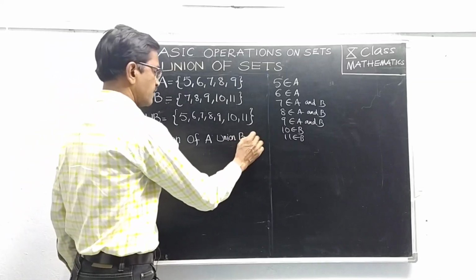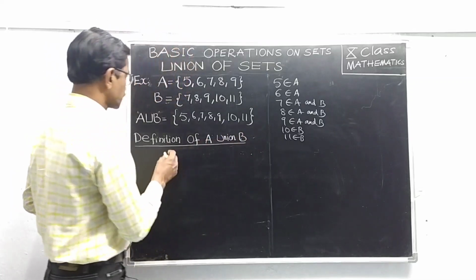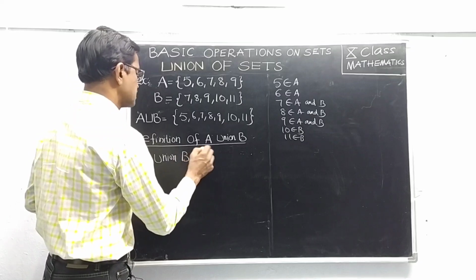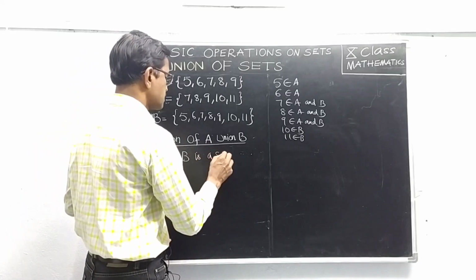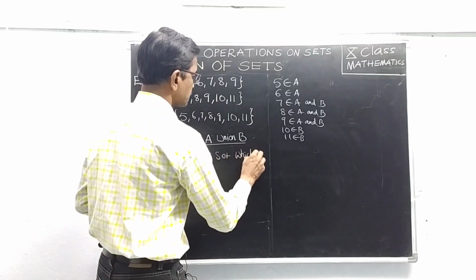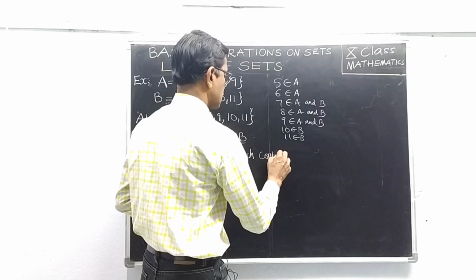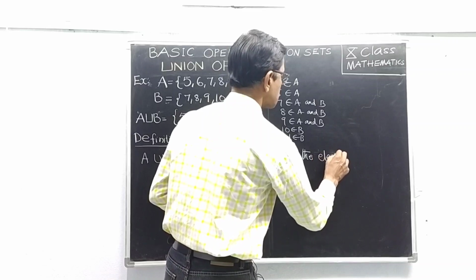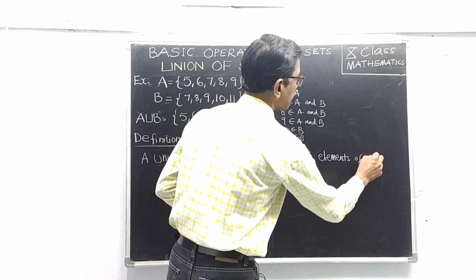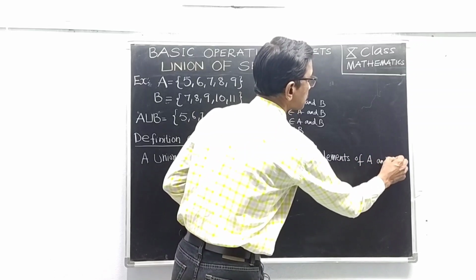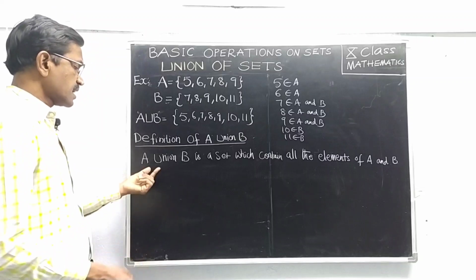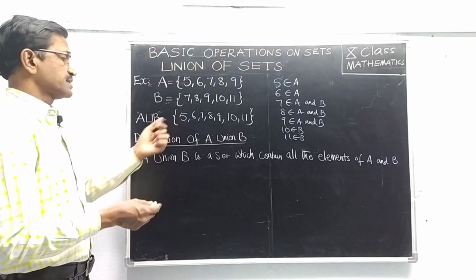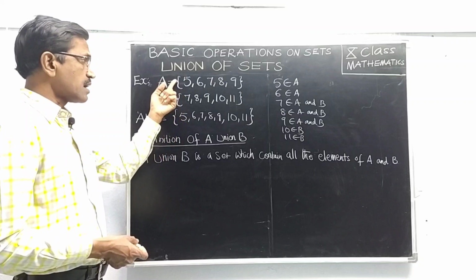So, let us write the definition of A union B. A union B is a set which contains all the elements of A and B. In A union B set, the element belongs to either A or B.